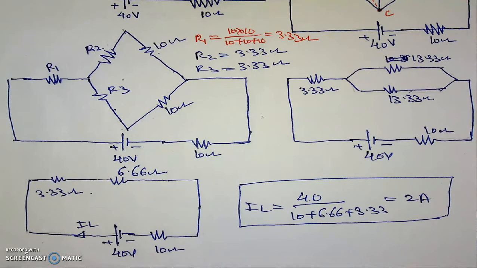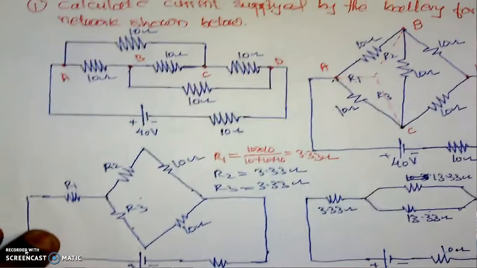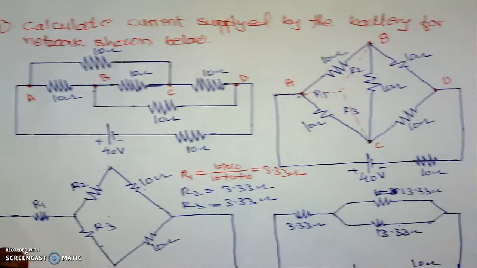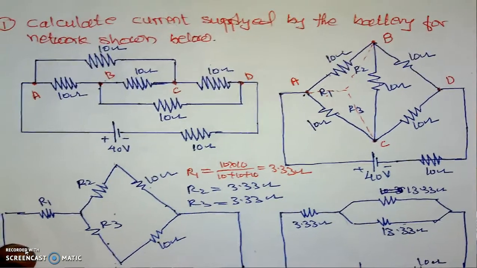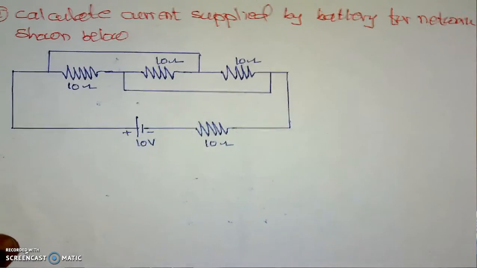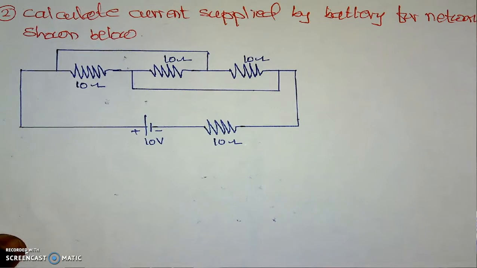Now in a similar way I have another problem which will again be unique, and in that particular case the calculation of the resistances will become difficult and sometimes it will cause confusion. Now here this will be another problem in which we are interested to calculate the current supplied by the battery for the network shown below.